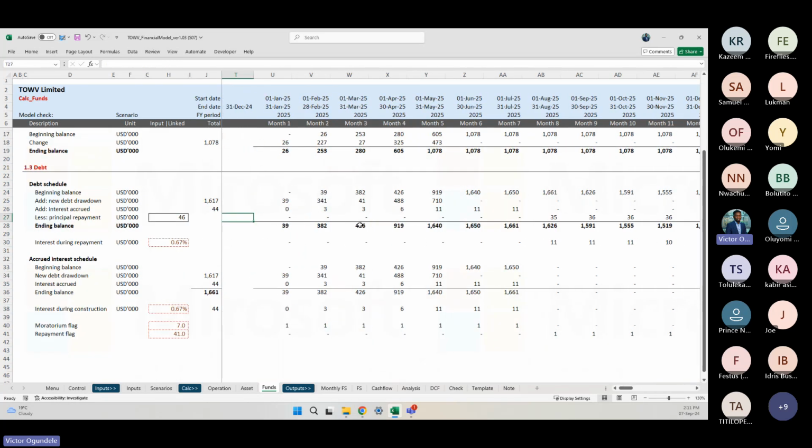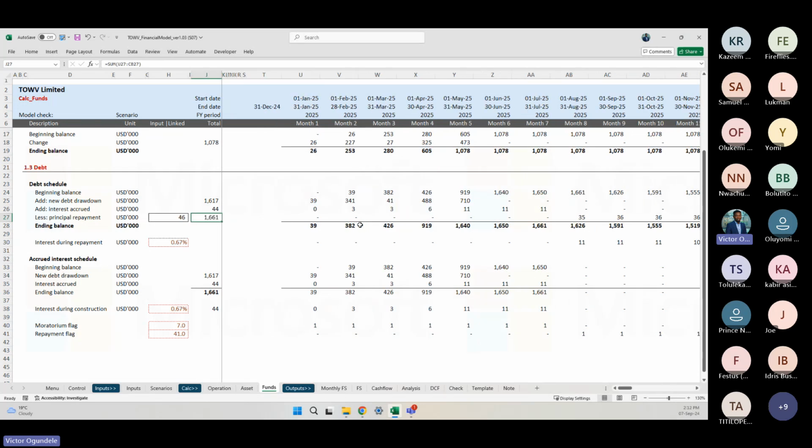So you come to your principal repayment. If you do the summation, it will definitely be the same as the initial debt that was drawn down plus the interest accrued that was calculated.